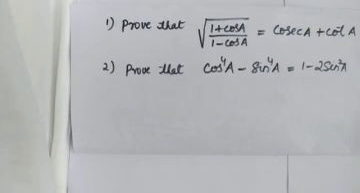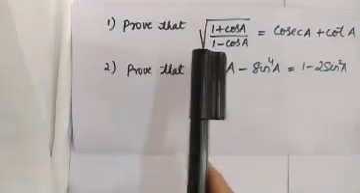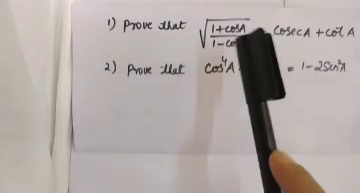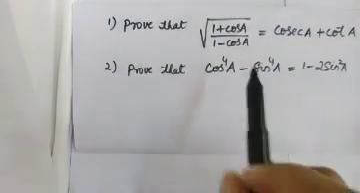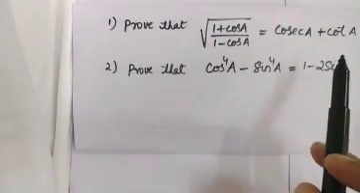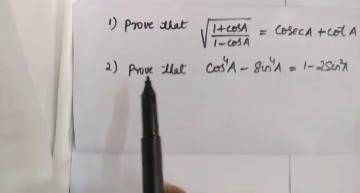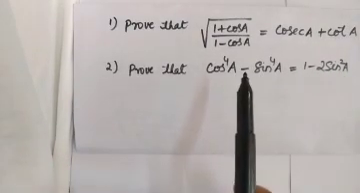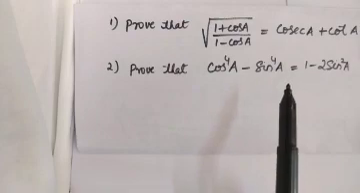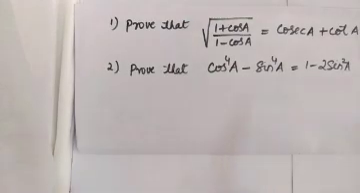Now you will work out these two sums by yourselves. Prove that root of 1 plus cos a by 1 minus cos a equal to cosec a plus cot a, and the second one is prove that cos raised to 4a minus sin raised to 4a equal to 1 minus 2 sin squared a.